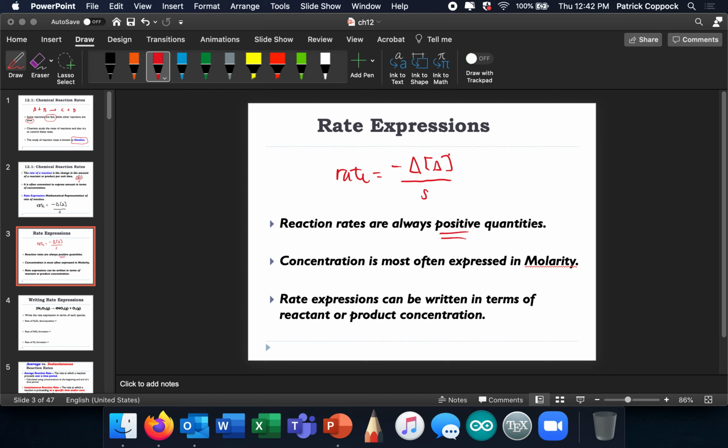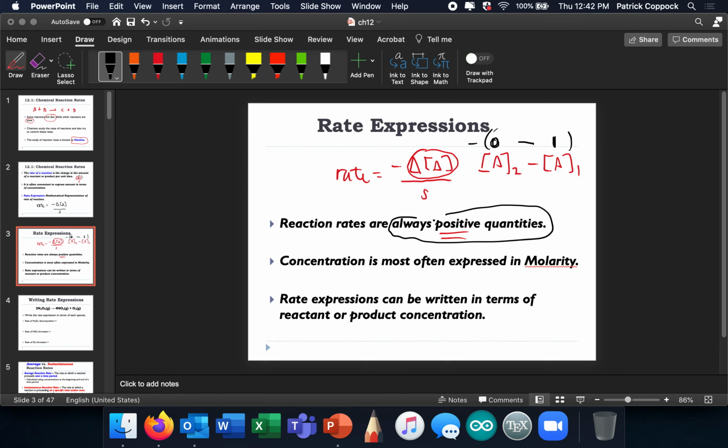These are always positive quantities, right? Because if A is a reactant, it's losing, so the change is going to be negative, because that's the concentration of A2 minus the concentration of A1. And so if A is disappearing, A might go to 0 if it completely disappears, and it might start out, let's say, at 1 molar, right? So if it ends up with 0 and it starts out at 1 molar, then you can see that's negative, right? So we might say the negative of the negative, and that's because we want to express rates as positive quantities.